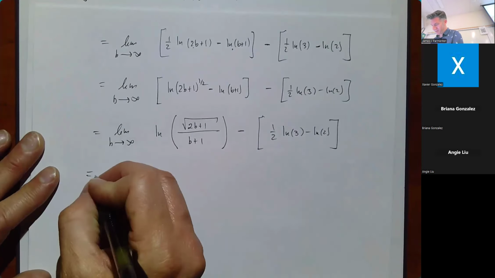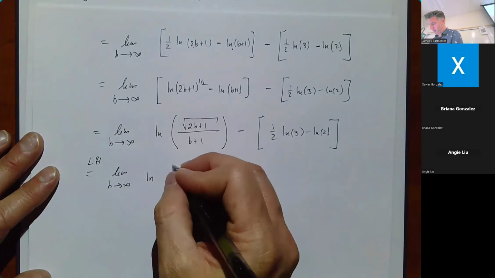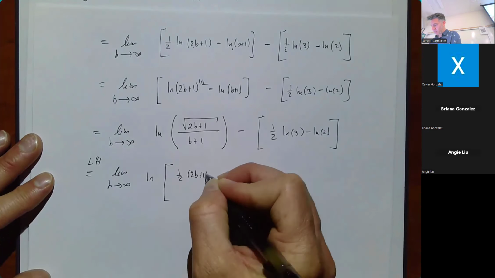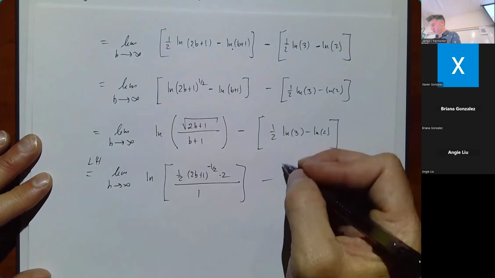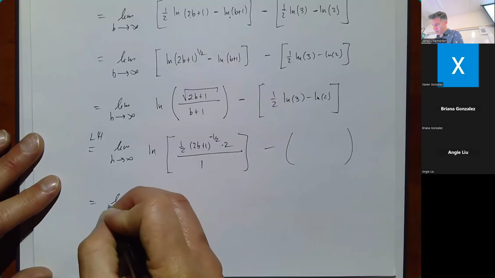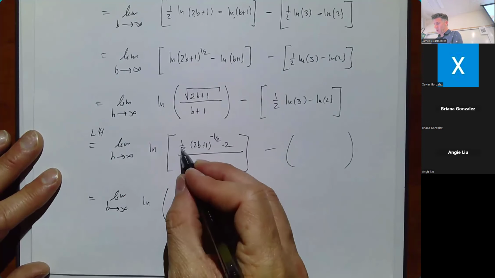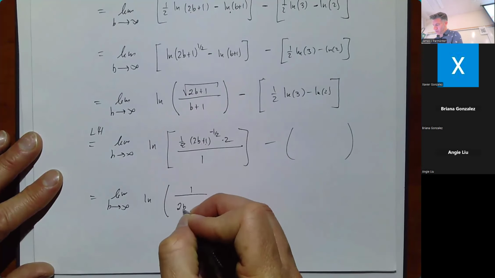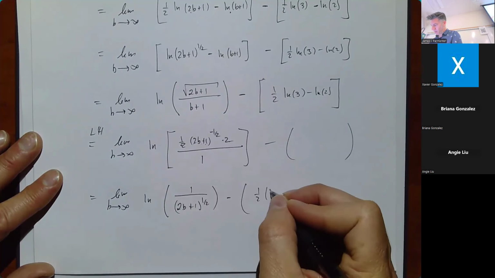So using L'Hopital's rule, we get the limit as b goes to infinity of the natural log of the derivative of the top, which is 1/2 times (2b plus 1) to the negative 1/2 times 2, divided by the derivative of the bottom, which is 1, minus all this junk over here. And then finally, we're almost there. This is the limit as b goes to infinity of the natural log of 2 times 1/2 is 1. So you have (2b plus 1) to the negative 1/2, or 1 over (2b plus 1) to the positive 1/2, minus all that over there. It's a lot of work.